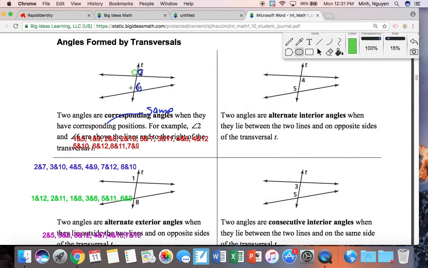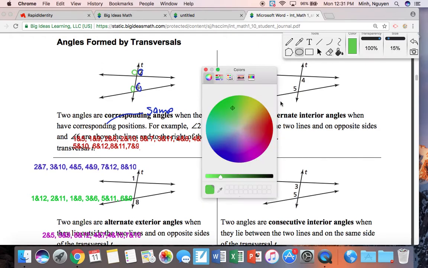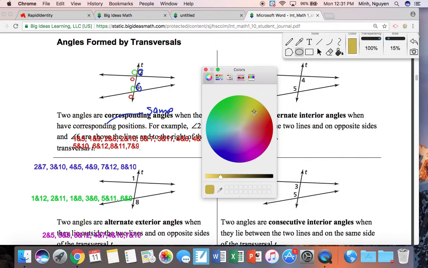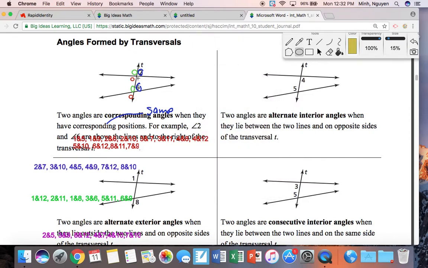This angle and this angle are corresponding because they're in the top left. This angle and this angle are corresponding because they're in the bottom left. And lastly, this angle and this angle are also corresponding. So corresponding just means same position.